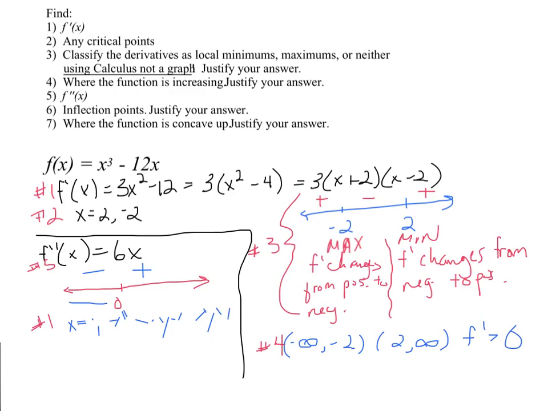Finally, where's the function concave up? Well, it's concave up when the second derivative is positive, so from 0 to infinity.